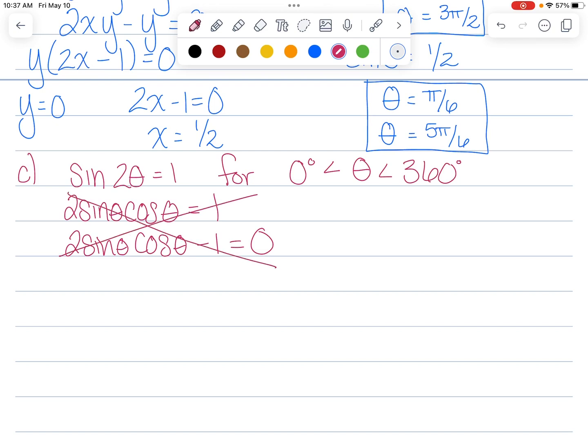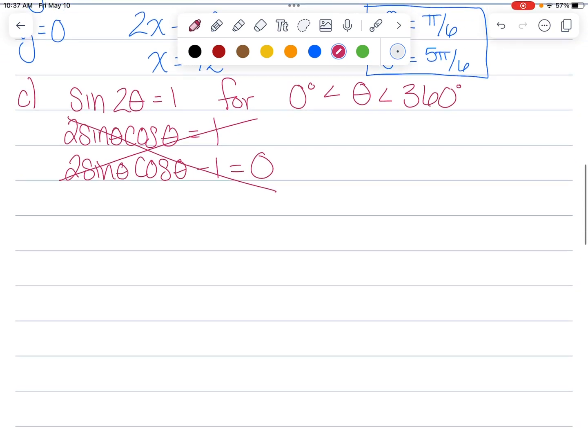So, sometimes, even if the angle is not just theta, it doesn't mean you can't solve it, because sometimes you're going to be in this situation where what you have is actually easier to solve in terms of, well, most commonly it's 2 theta. Here's why. Sine is alone right now. Sine is of 2 theta, but it is alone, which means I can start looking where sine is equal to 1.